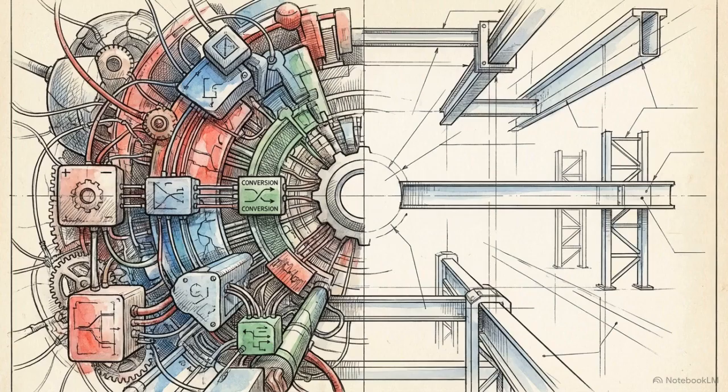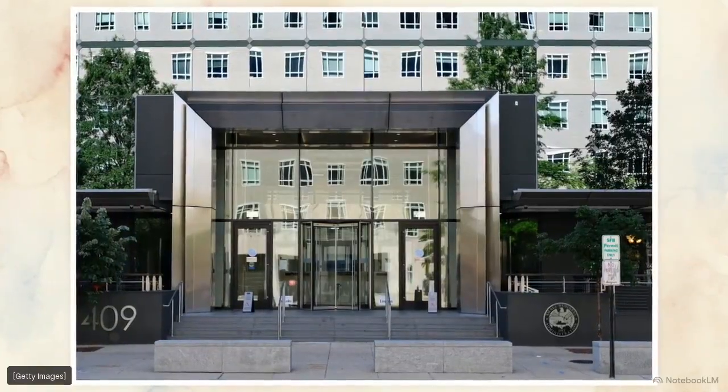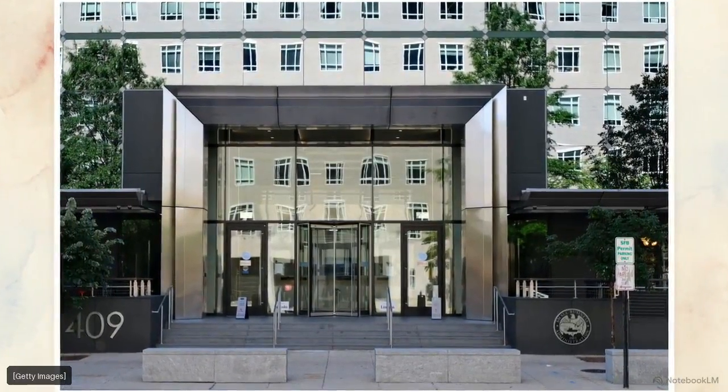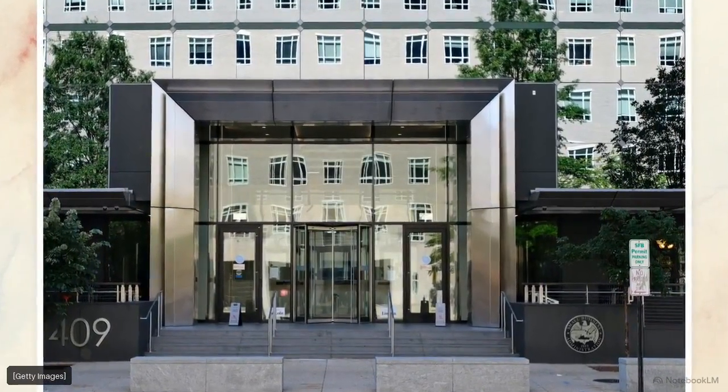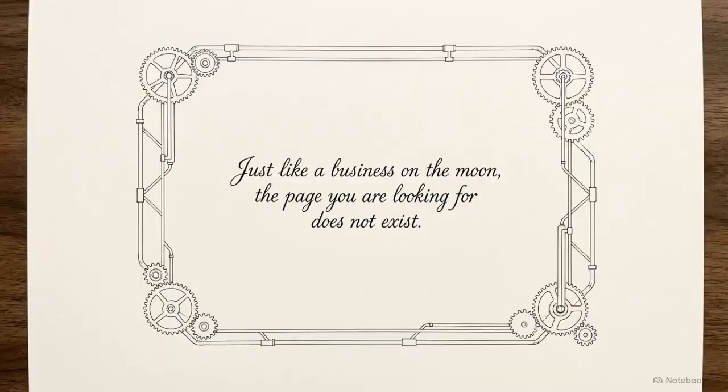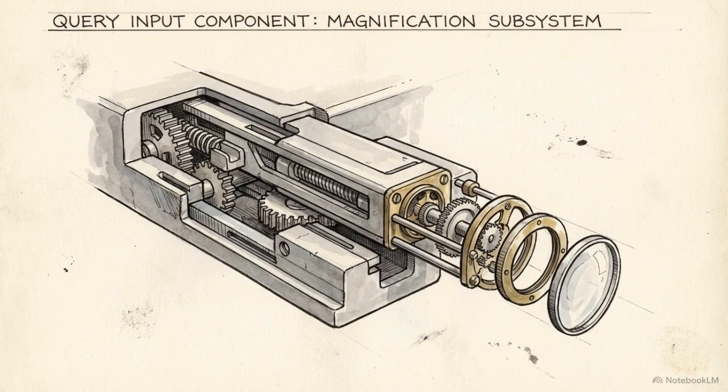This architectural behavior extends well beyond the private sector. If we look at the United States Small Business Administration, we see the baseline for how these errors are handled. The text from the SBA scrape reads, "Just like a business on the moon, the page you're looking for doesn't exist." It is a brief, somewhat playful apology, followed by a generic search bar.